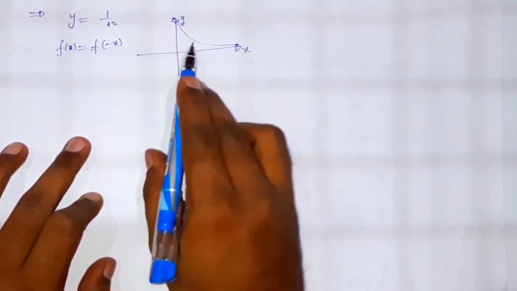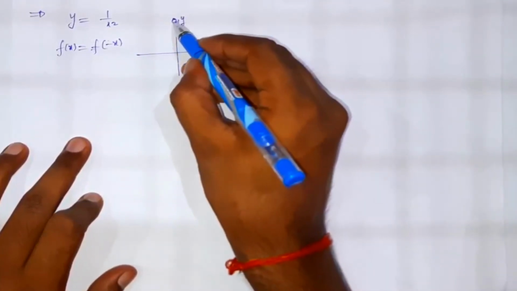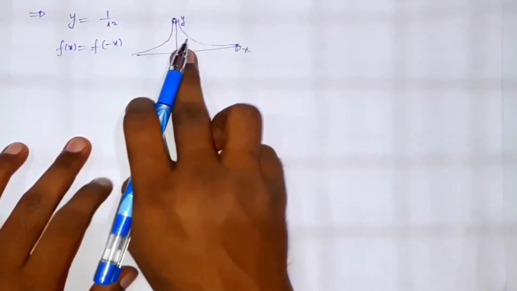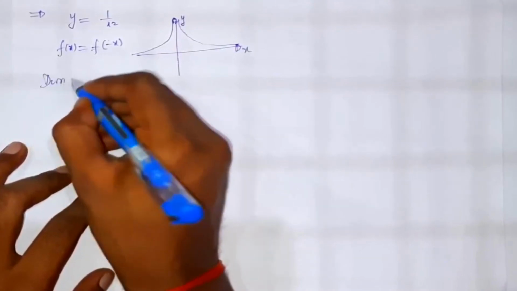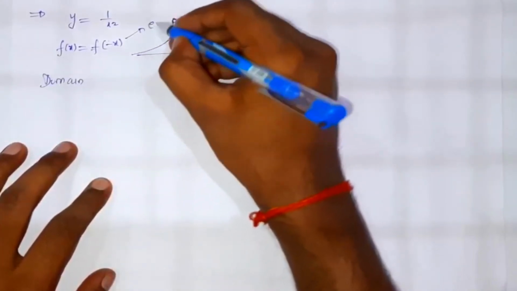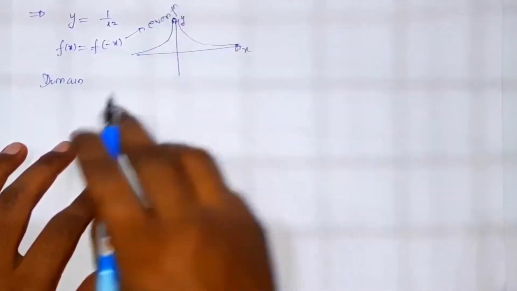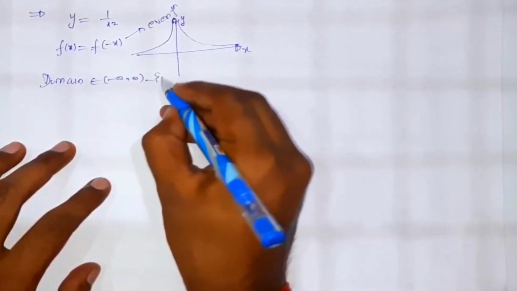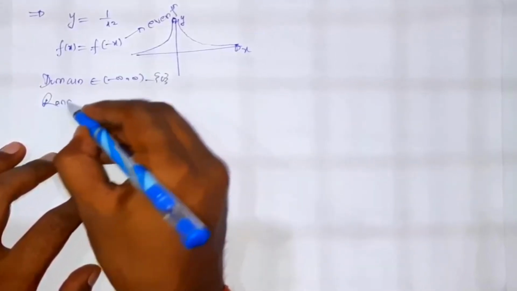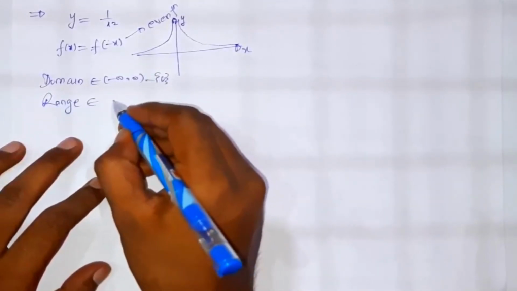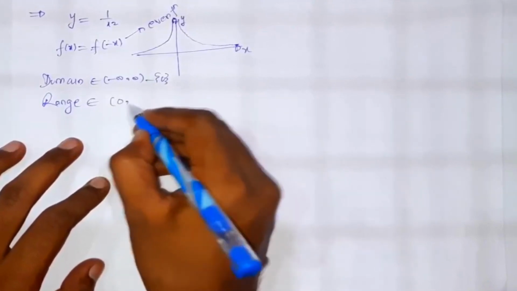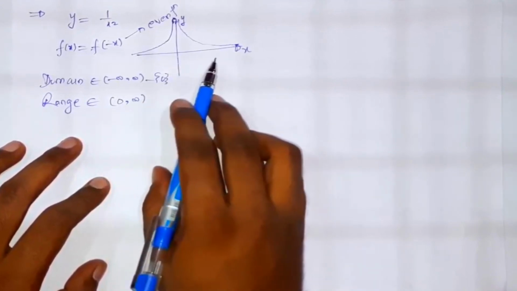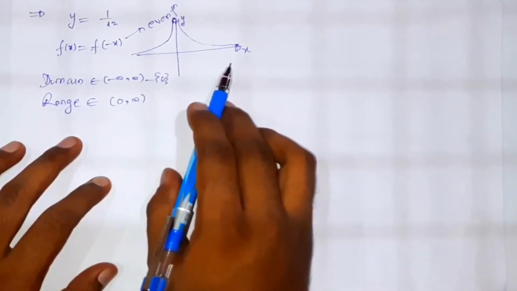And now this is a symmetric function, so we will simply draw a mirror image about the y-axis. So this will be the graph of this function. This is an even function. Domain will be minus infinity to infinity except 0, and range will be 0 to infinity. We are not including 0, because we are not getting any value of y as 0. I hope it is clear to all of you.